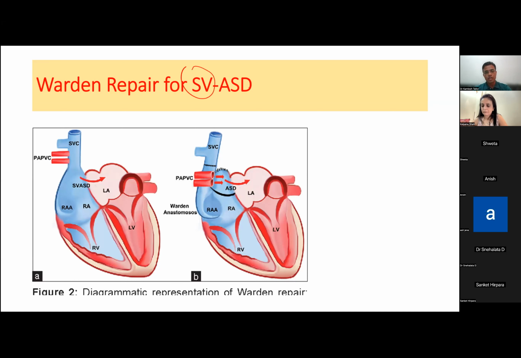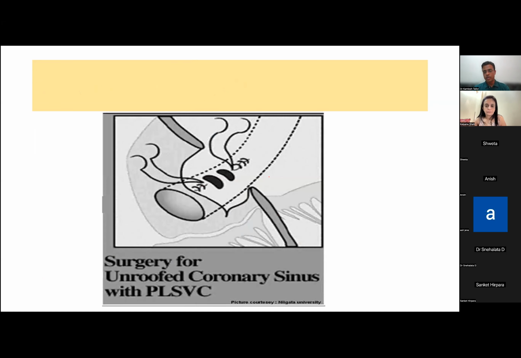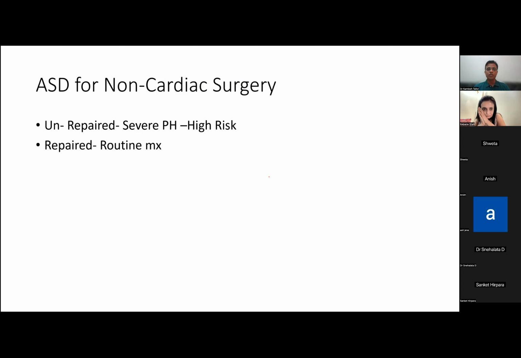The surgeon will close the ASD with a patch in a way that it closes the defect, but to prevent long-term stenosis in the pulmonary vein, our surgeon used to remove this SVC and attach it to the RA appendage, which is called the Warden procedure. And then it has a very good result. There is no problem with performing such kind of surgery also.